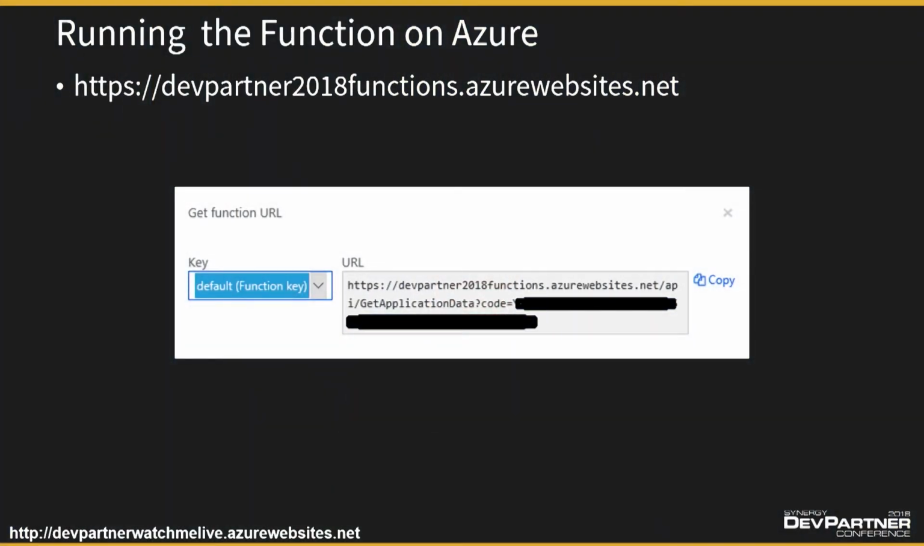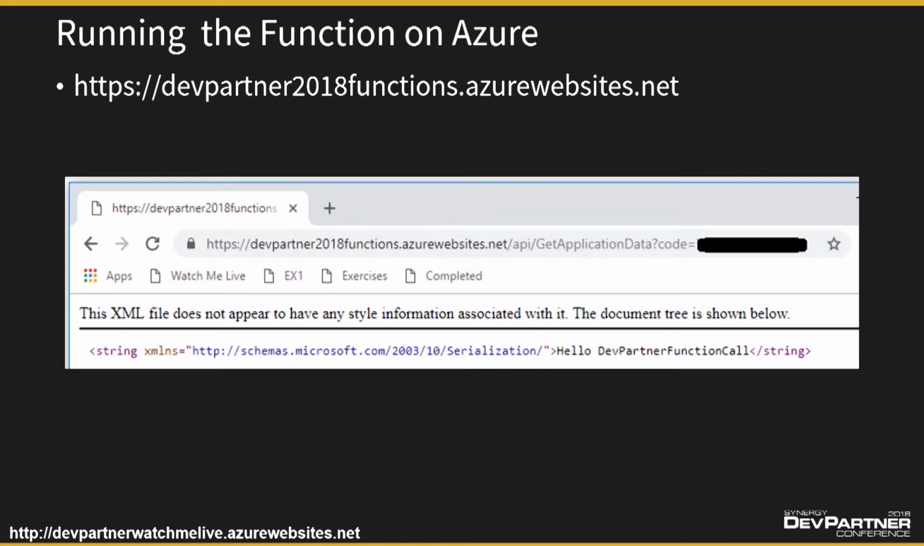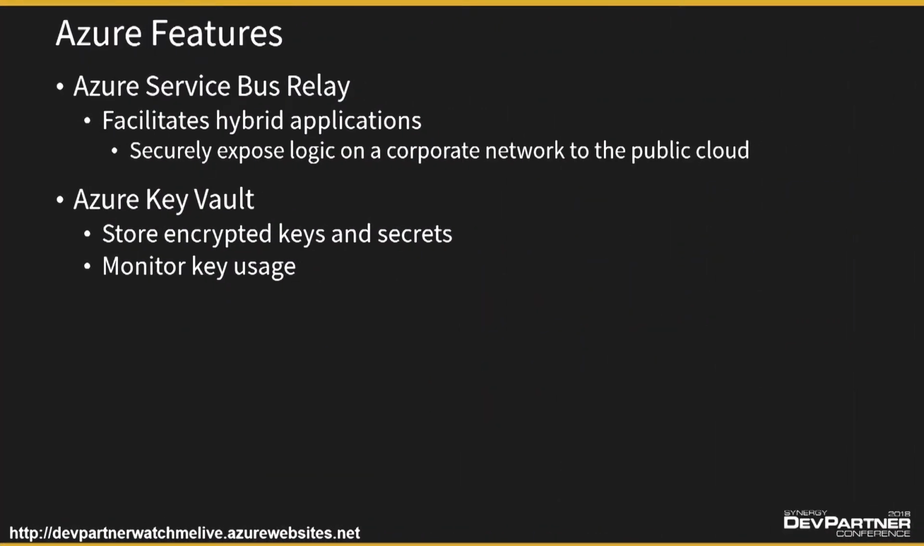So now using the function key, we can access the whole URL. So the URL becomes the URL it was and our function key as well as our function name. So now we get hello DevPartner function call responding because that's the information we sent. Now, obviously the code in here is still very simple, but we'll add a bit more to that in a moment. So before we advance our serverless function, let's talk about accessing our application data.